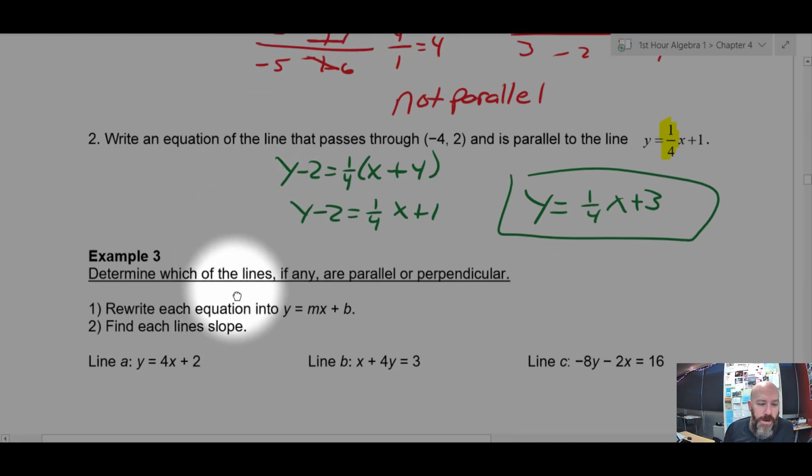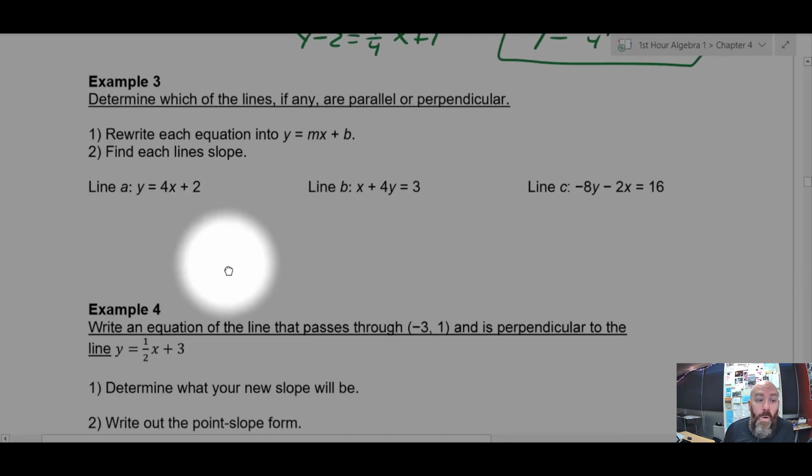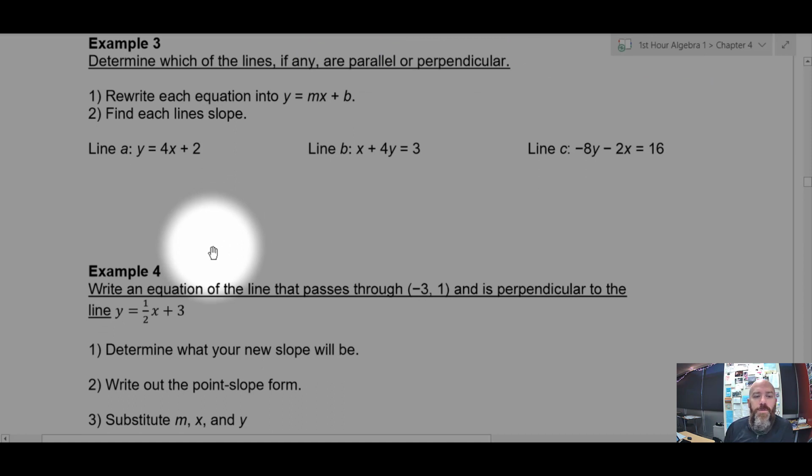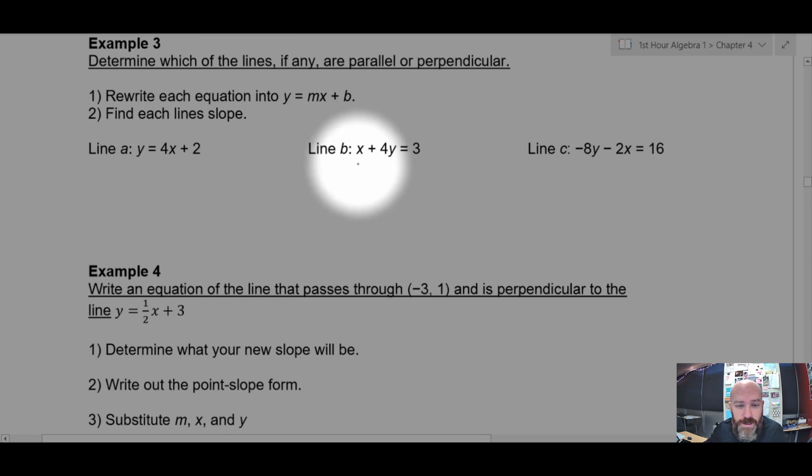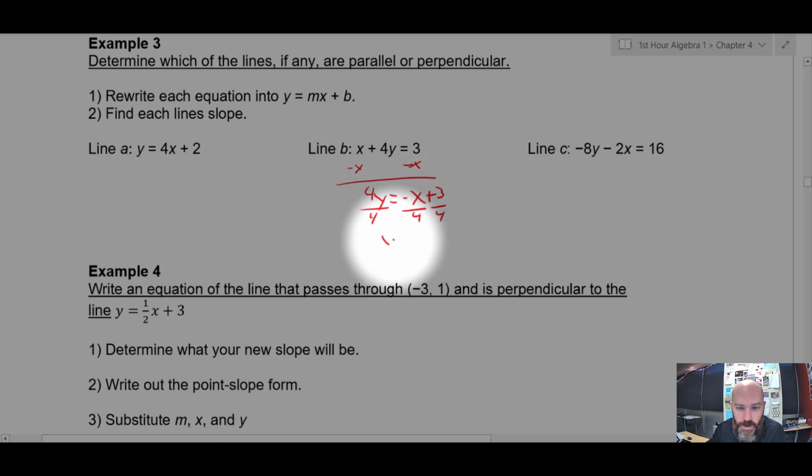Let's go to example number 3. Determine which of the lines, if any, are parallel or perpendicular. So first we need to write all of our equations into y equals mx plus b, slope-intercept form. And then we can easily find the slope. So line A is already that way. Line B, we have to rewrite this. So let's subtract the x from both sides. So I get 4y equals negative x plus 3. Divide everything by 4. So I get y equals negative 1/4 x plus 3/4.